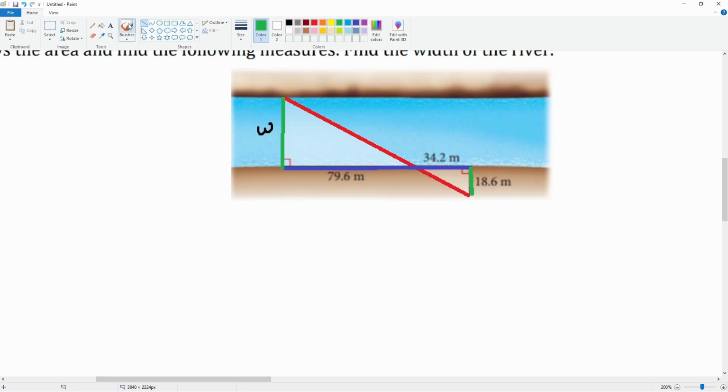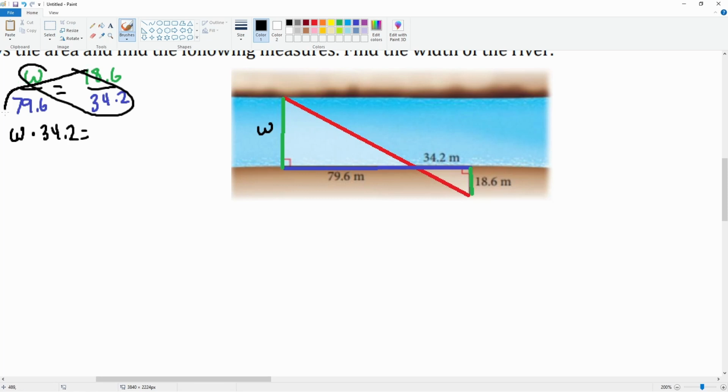We can do the green ones first. Let's do the green one: W and 18.6. Those are the corresponding sides. And then the bottom is, let's do the blue. For the W, it is 79.6, and the bottom for the 18.6 is the blue 34.2. Now we can cross multiply. W times 34.2 is equal to 18.6 times 79.6. Let's do that.